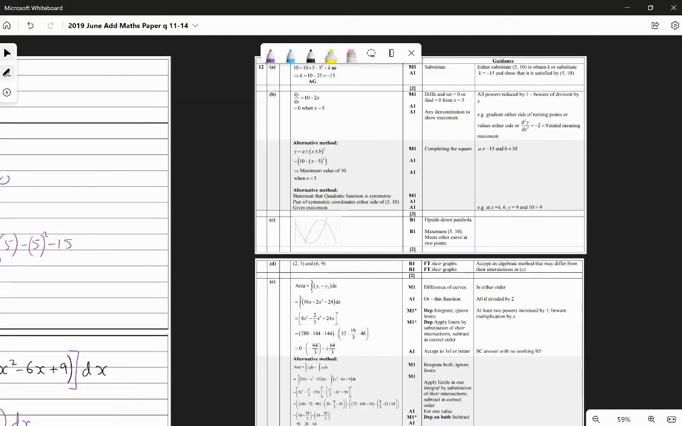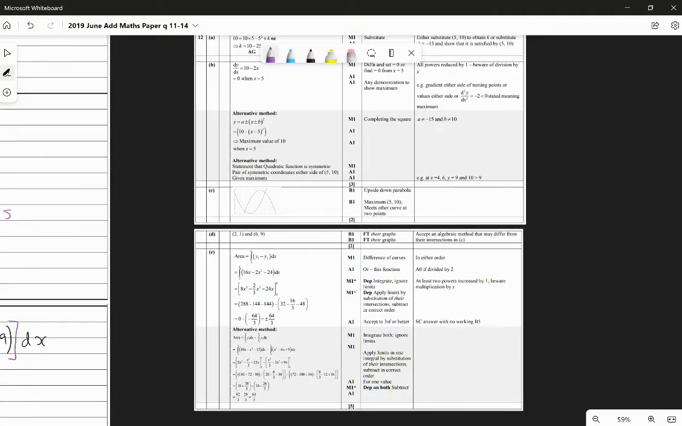Let's have a look at the mark scheme. As you can see, the mark scheme has this alternative method, which is about doing them separately between 2 and 6 for one, between 2 and 6 for the other. Lots of integration, twice as much integration, twice as much substitution for the same amount of marks.